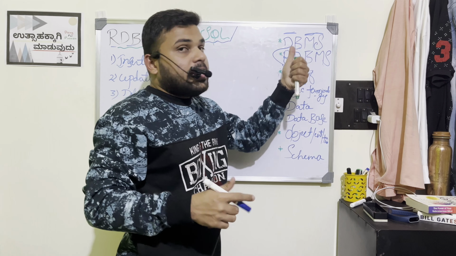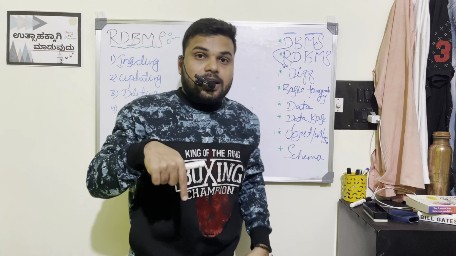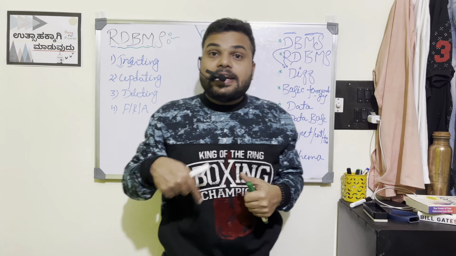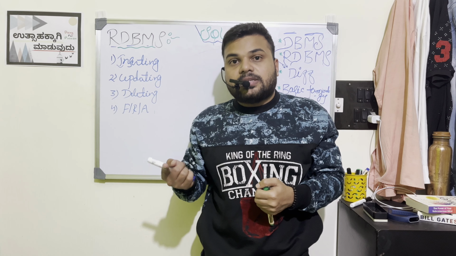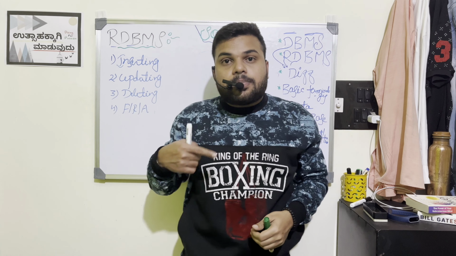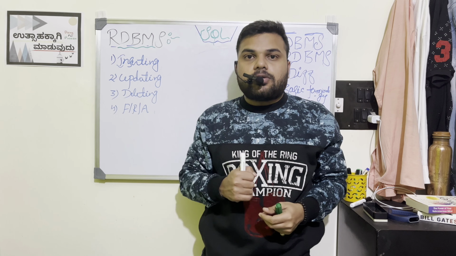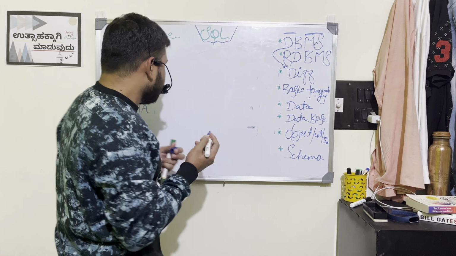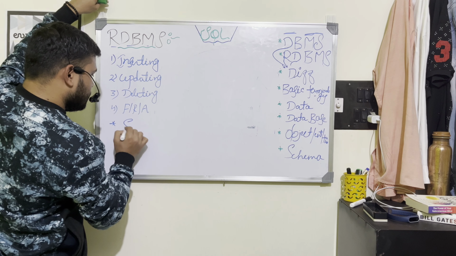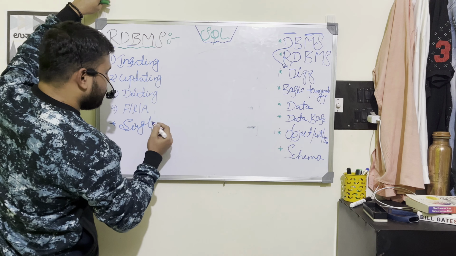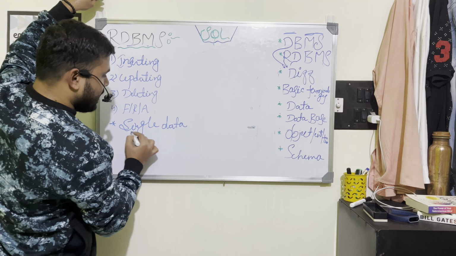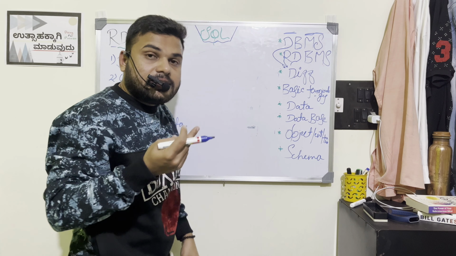RDBMS is an updated or advanced version of DBMS. If any DBMS software has to update to RDBMS, it must follow the EF Codd principles. The first principle or first rule says each and every cell must consist of a single data.